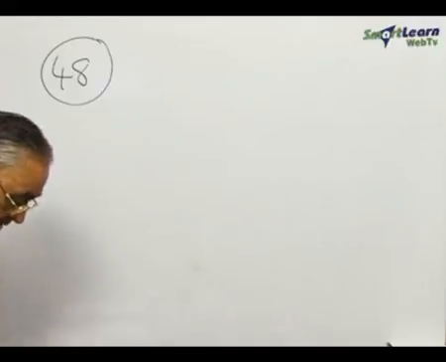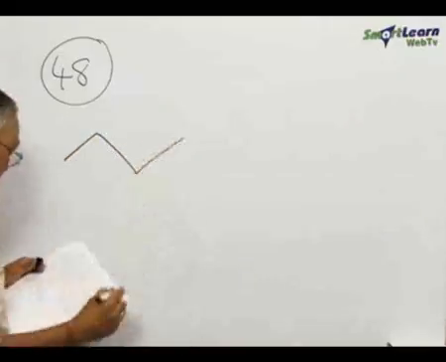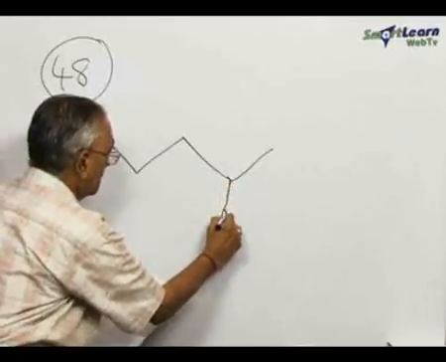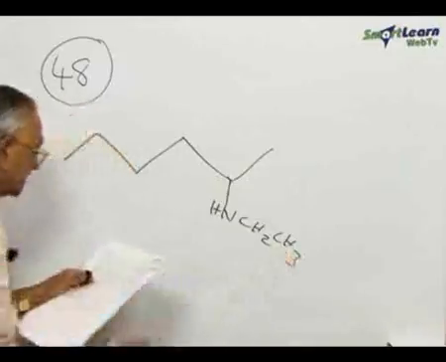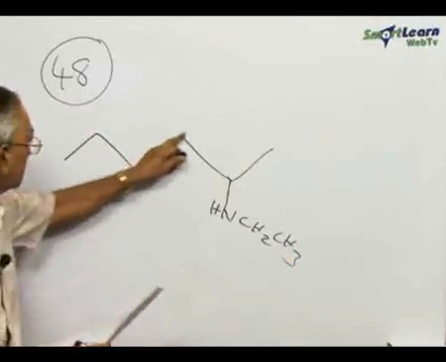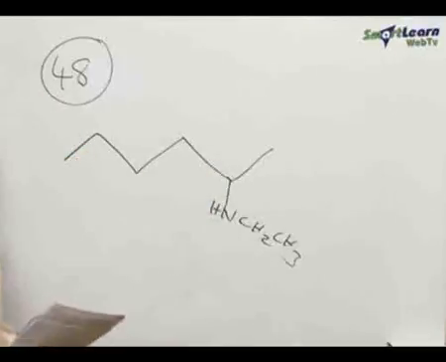The compound that is given is actually an amine. It is like this. Then this is actually the alkene that is produced. Let us not worry about the name of the amine. This is the secondary amine that is produced.